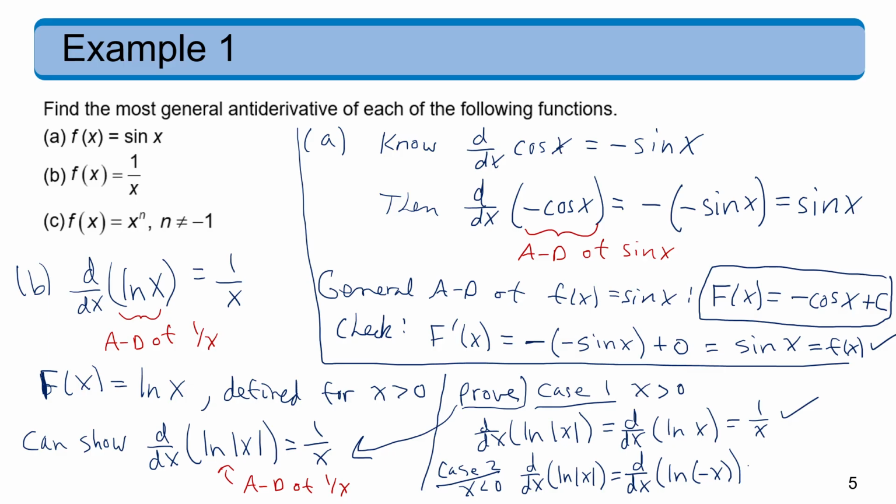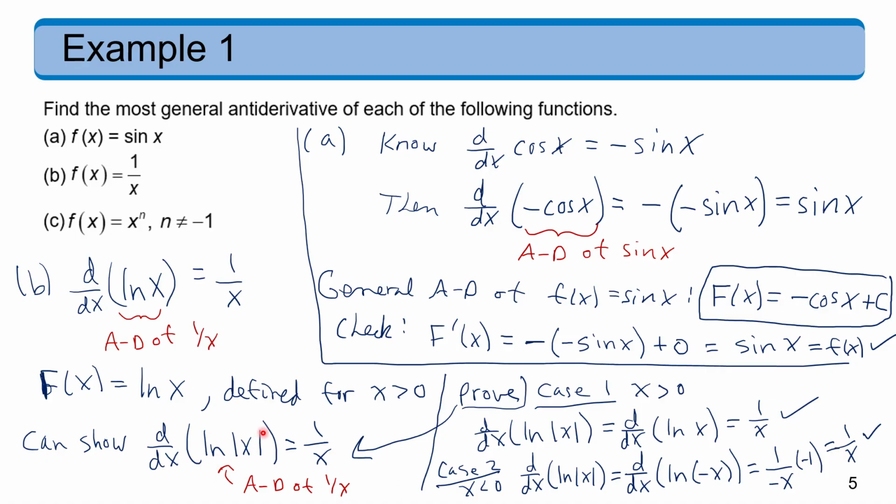Now let's take this derivative. This is going to be a chain rule problem. We know the derivative of the natural log function is 1 over the inside part. And then the other chain rule factor, multiply by the derivative of the inside part. The derivative of negative x is -1. And then the two negatives cancel, you get 1 over x. So it worked in both cases. We showed the derivative of natural log absolute value of x is always equal to 1 over x.